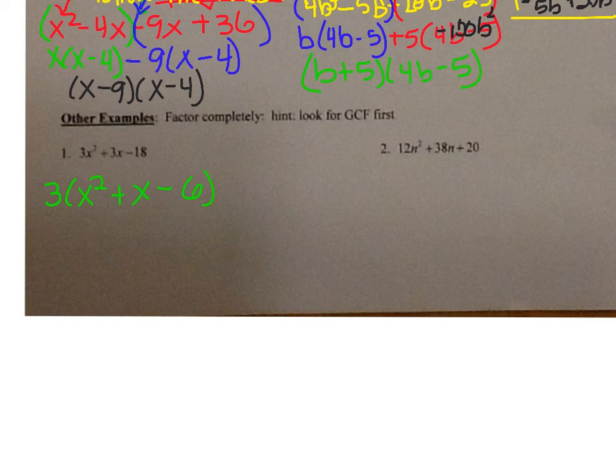Okay, so now I have 3 terms and I'm going to do the master product. So I remember I multiply the first term, x squared, times the last term, which is negative 6. So that's negative 6x squared.